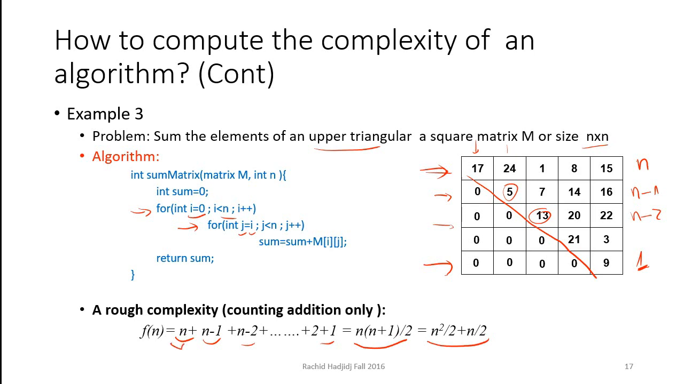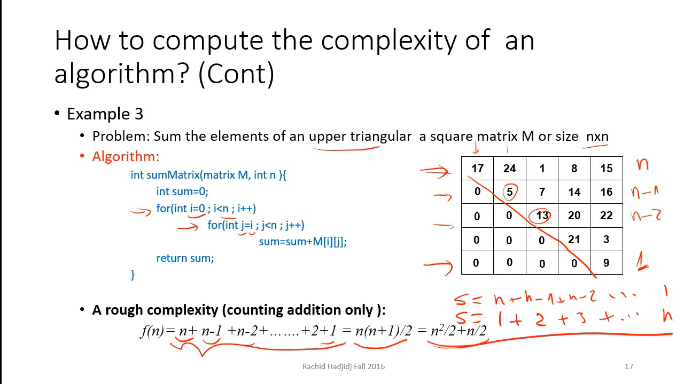Now for this sum, to see how we get this number here, it's quite simple to do that. We just need to write that s equals n plus n minus 1 plus n minus 2, etc. up to 1. Then you need just to write it one more time. S is equal, but you write it in the reverse order. You put 1 plus 2 plus 3 plus up to n. And then you add the whole thing here.